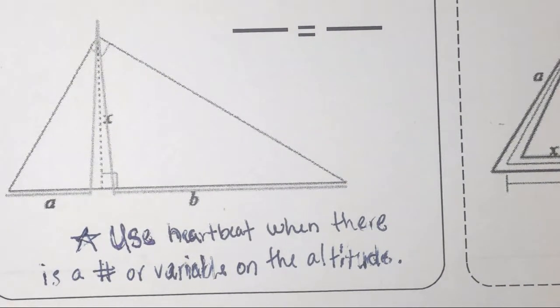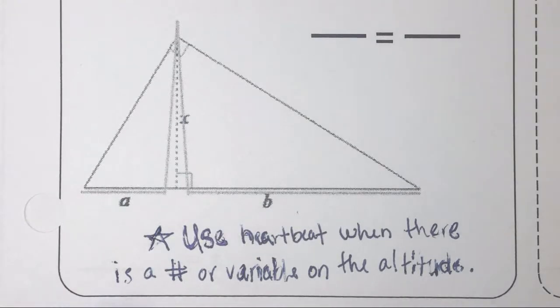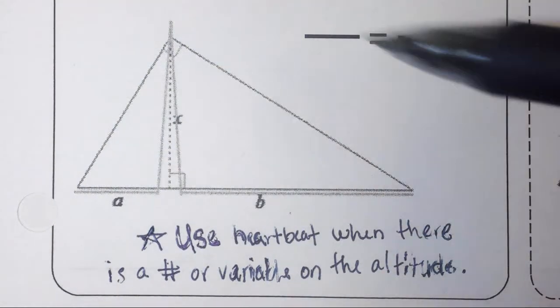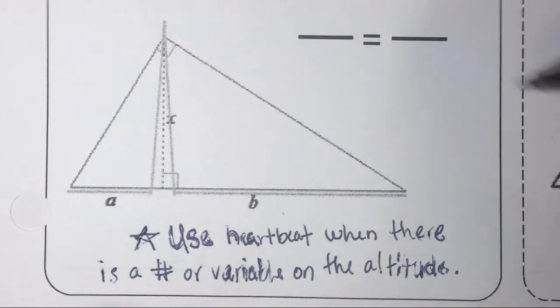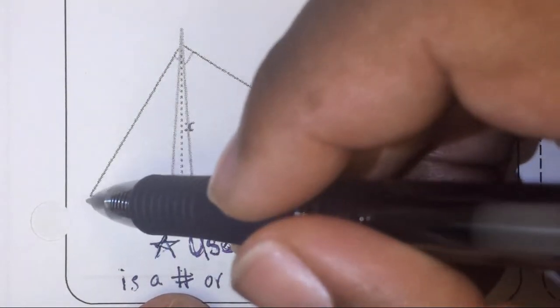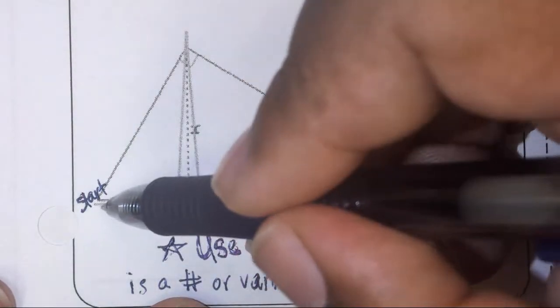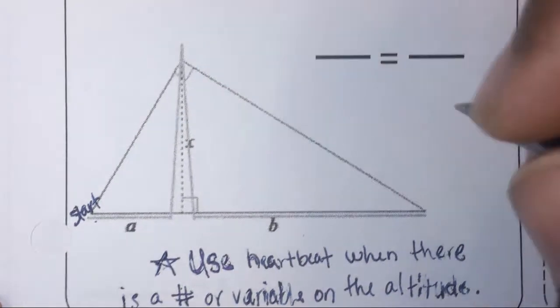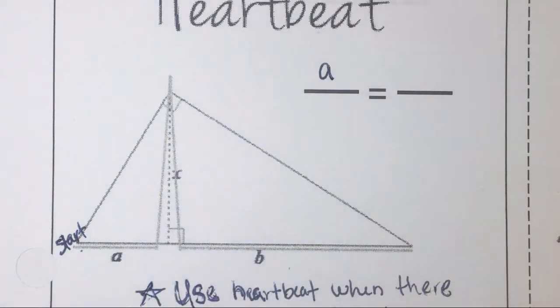So we're using this method when you have a number or a variable on the altitude. You can start from either end when you're doing this heartbeat. You can start from this end or this end. You're going to end up writing the same proportion. It's just going to look backwards. But make sure you follow the lines. If I start from this end, I'm going to write my first proportion. I'm coming across down here, passing over A. A is going to go in the top left of my proportion.